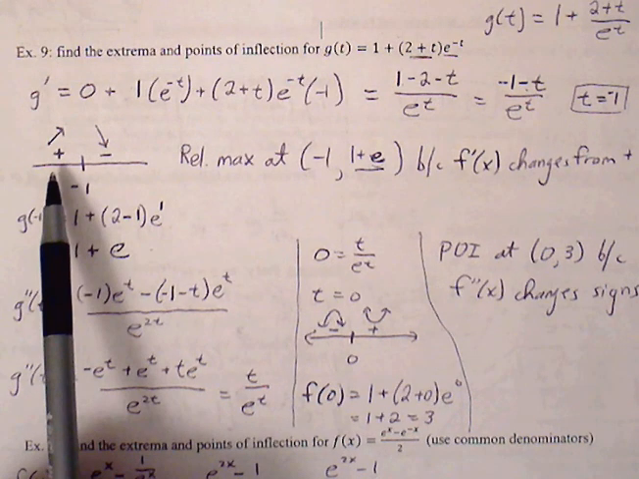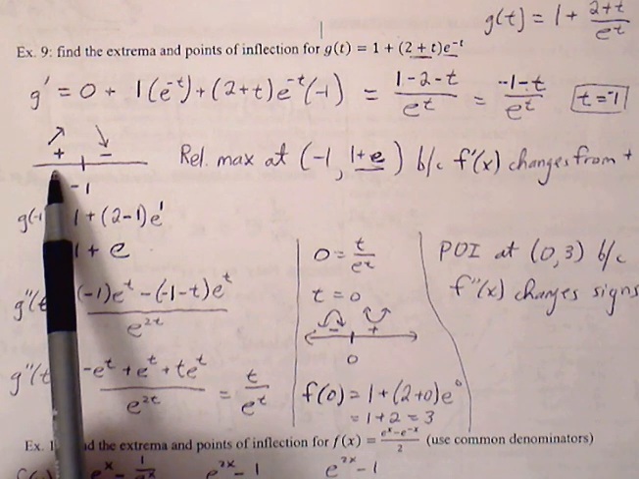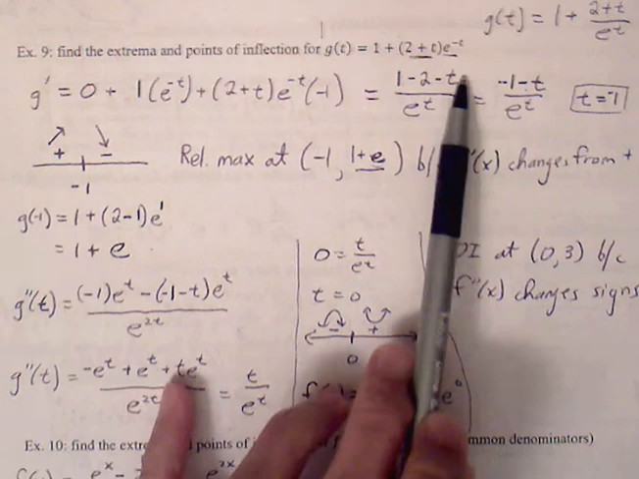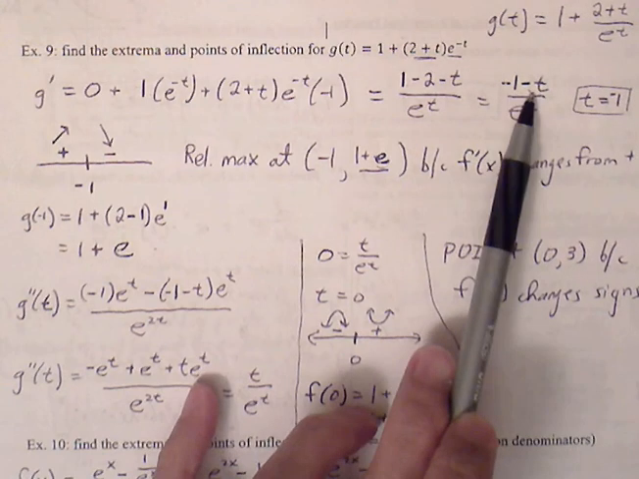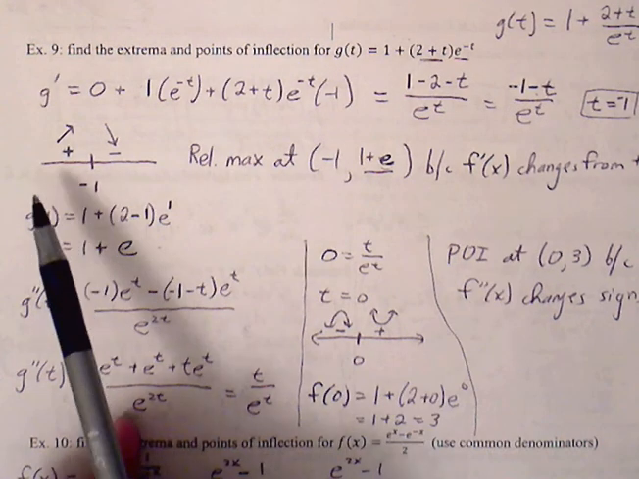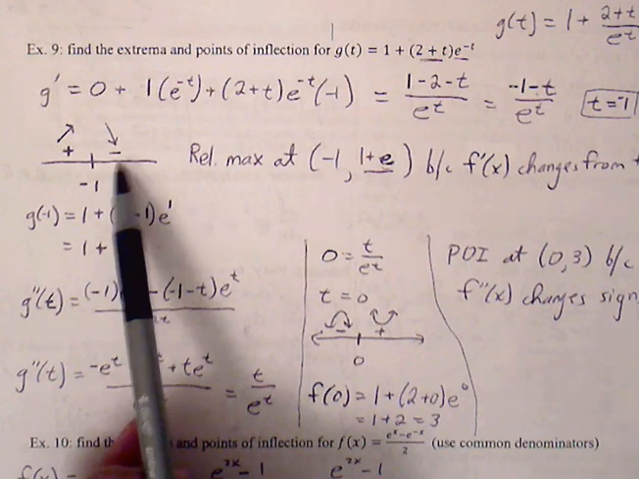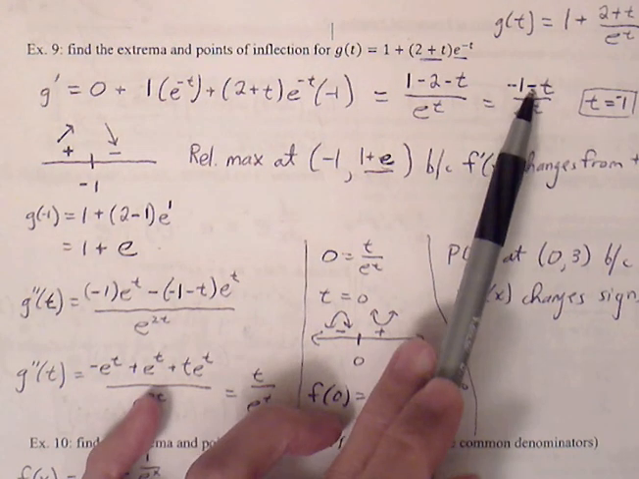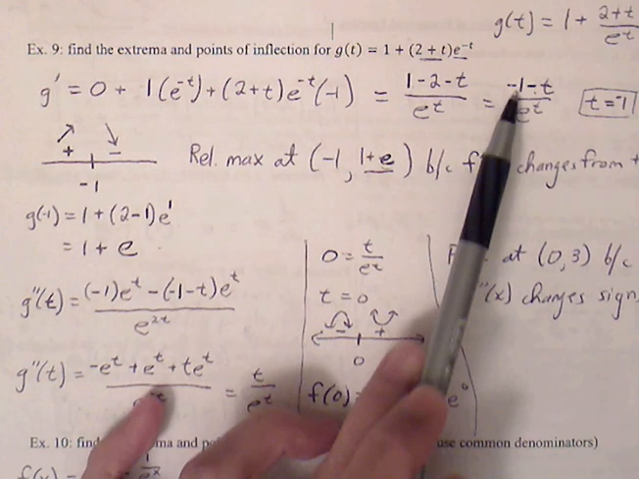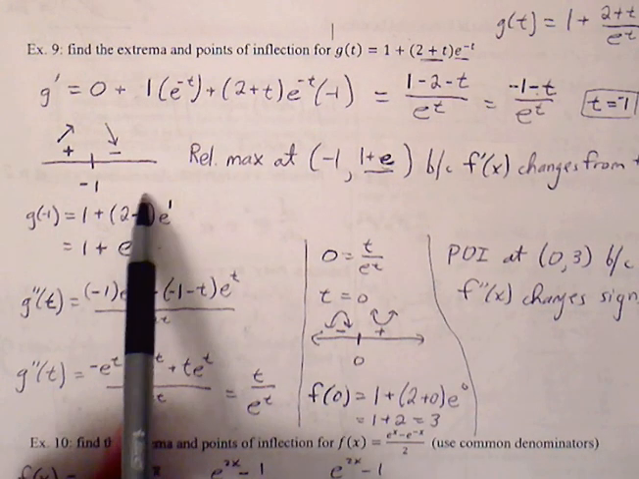We plug a value to the left of negative 1. Let's choose negative 2. So we plug negative 2 into the derivative. Negative 2 gets plugged in for t. Negative 1 minus a negative 2 is positive. Positive over positive. So we know the graph is going to be rising to the left of negative 1. If I plug in 0, I get negative 1 minus 0, which is negative, over a positive, which is negative. So we know the graph will be falling to the right of negative 1.